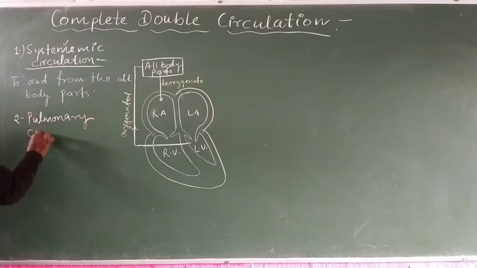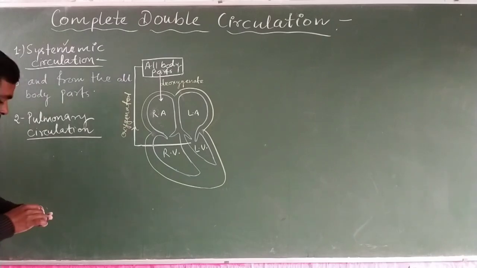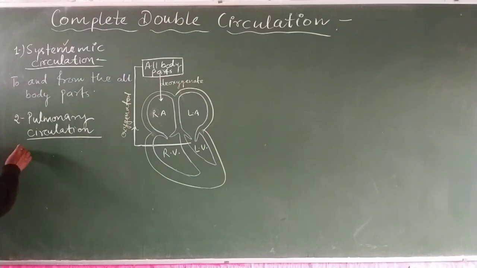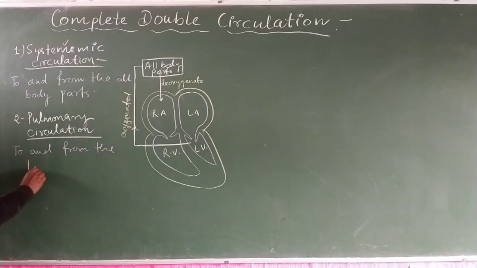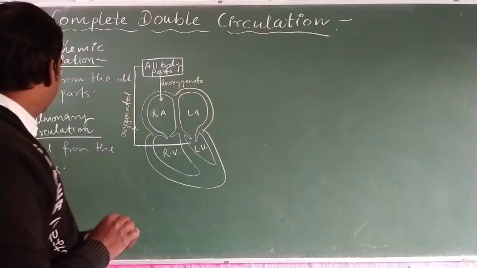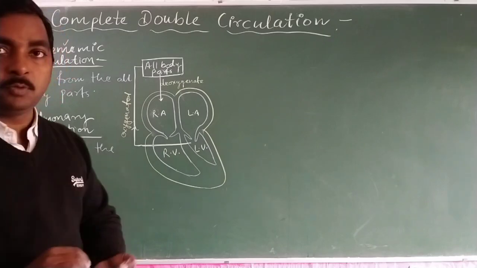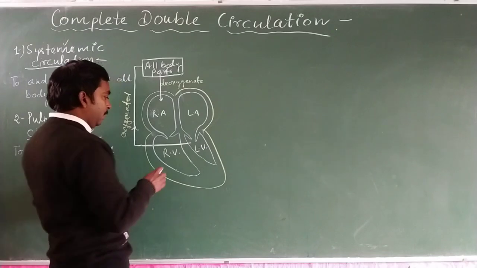Pulmonary circulation can be defined as the circulation of blood to and from the lungs. It means the circulation of blood to and from the lungs is known as pulmonary circulation. So how does this circulation take place? With the help of our lungs.